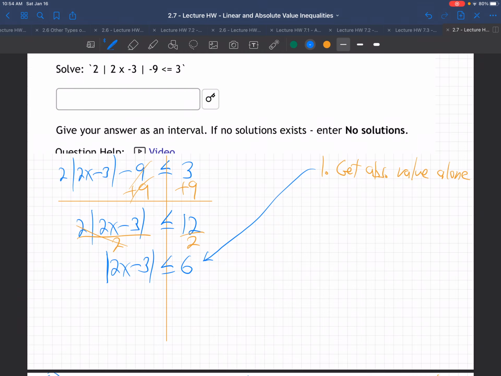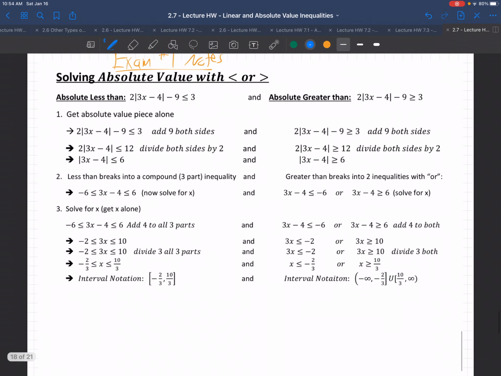All right, and now step number 2. So we got it alone, and then what do we do? Less than breaks into a compound 3-parter. So we've got to break it into 3 parts. Notice we take this, we put the negative on the left, the positive on the right, and we take this symbol and put it in 2 spots, and we put the thing in the middle without the absolute values. Notice I'm removing the absolute values. There was absolute value here, and then it's gone. So we're removing the absolute value, putting the negative on the left, the positive on the right, and the 2 symbols in between, making it what we call a compound 3-part inequality.